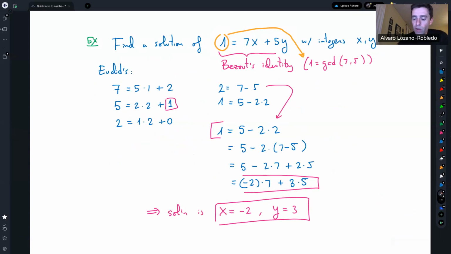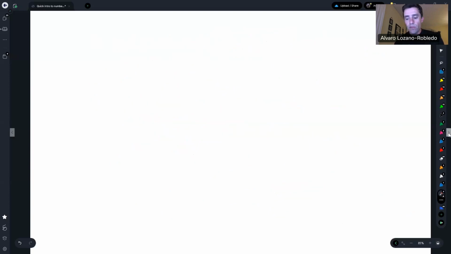Okay, so this is what I did. Write 1, the GCD, as a linear combination of 7 and 5 multiplied by integers. So that's a linear combination in terms of integers. I can write 1. Okay, let me show you another example of this.